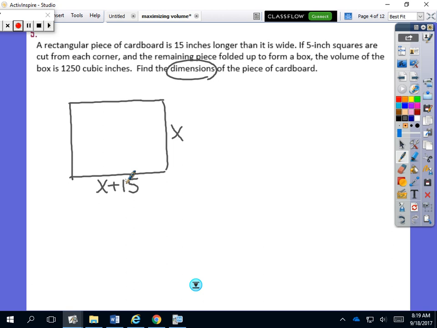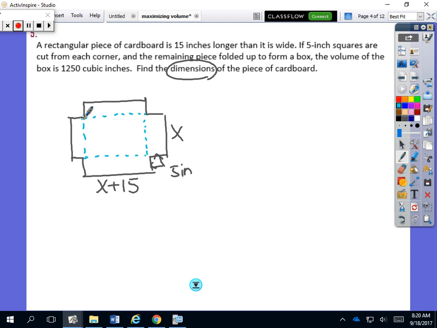If 5-inch squares are cut from each corner, so now I'm cutting out corners. And then they're going to be 5 inches on both sides because it said they're squares. So each of these is 5 inches all around. So I cut out 5-inch squares. The volume of that box is 1,250 cubic inches. Well, I know that my base, I'll use a different color here, is going to have different dimensions than the original box because I cut out 5 inches from each end.